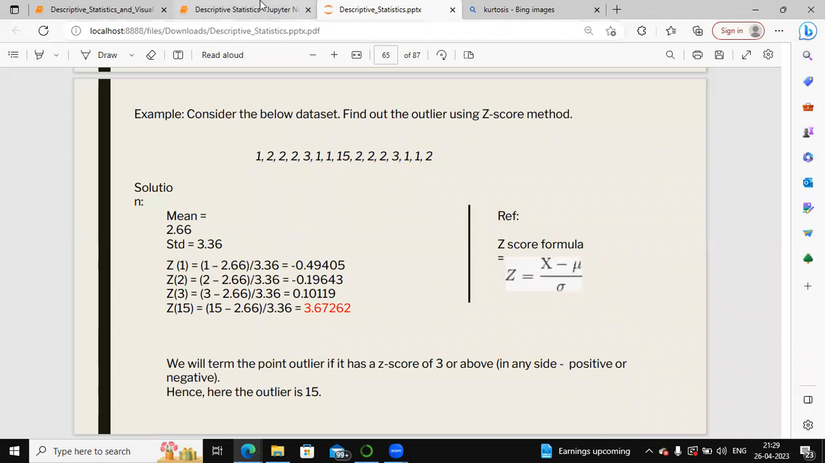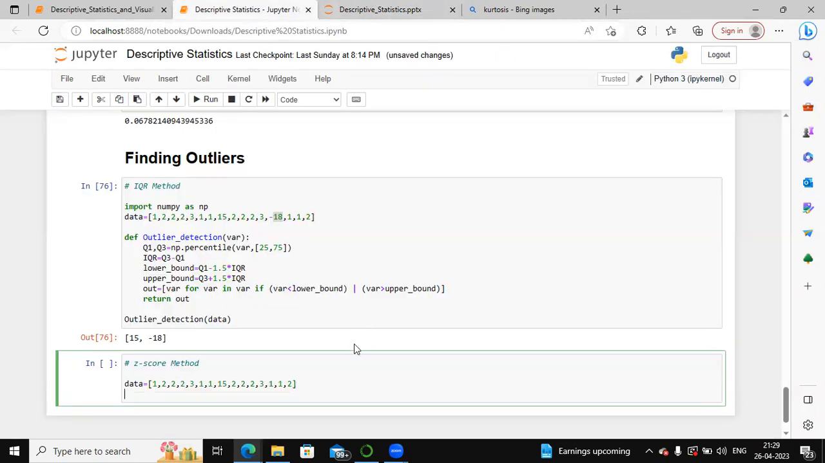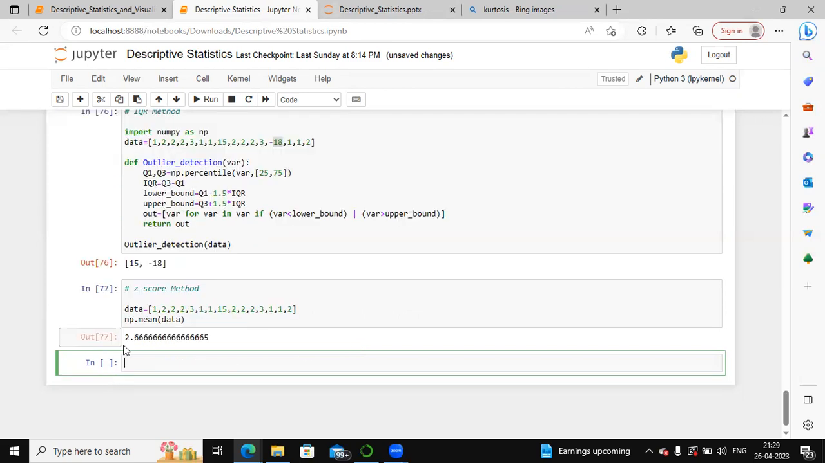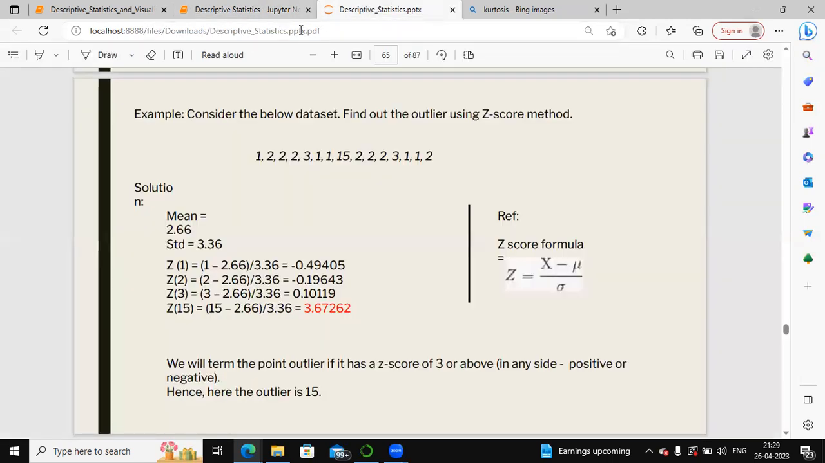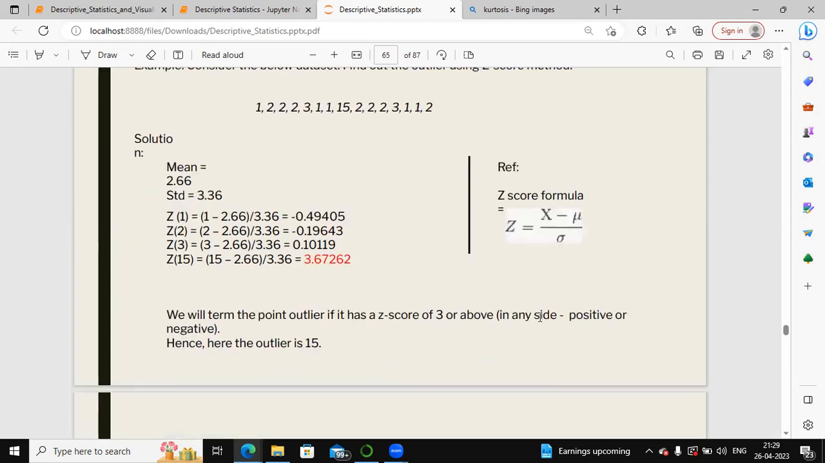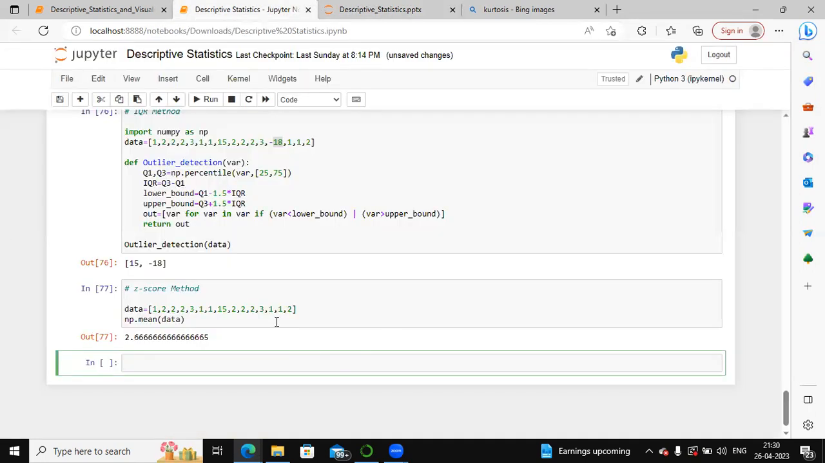So the mean comes out to be 2.6. Let's check it: np.mean of data. Okay, so 2.67 is our mean. And let's find out the Z-score for each. Let's see which is the outlier. Here you see Z of 1 is minus 0.49, Z of 2 is minus 0.19, and Z of 3 is 0.109, but Z of 15 is 3.67, which is out of the range of minus 3 and 3. We will call a point an outlier if it has a Z-score of 3 or above on either side, positive or negative. Hence, there is an outlier, 15. Let's try to check it.